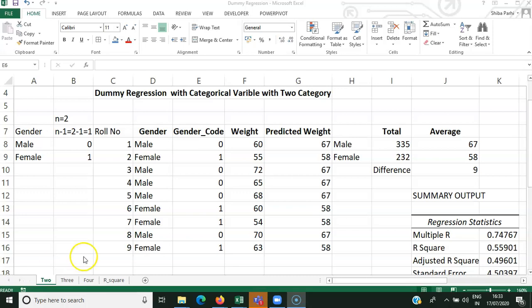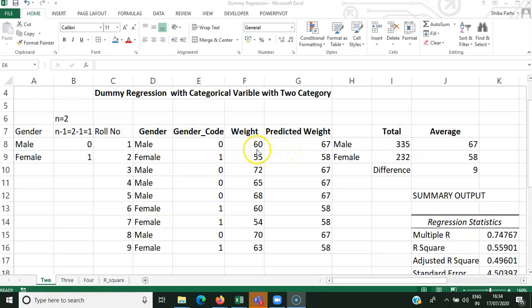So dummy regression for the two categorical variables: you have taken the category gender as male and female, and there is n equal to 2 here. There are two categories. We need one coding, like for the male it is 0, for the female it is 1. So I put all the male and female into 0 and 1 coding, and the weight is being calculated for the different male and female of the nine students of a class, and we want to predict their weight.